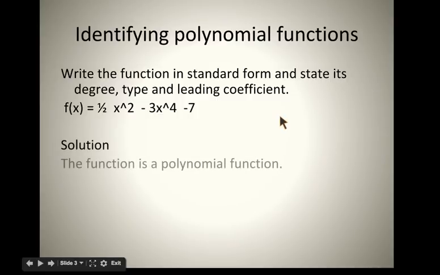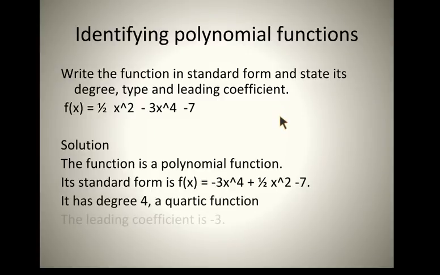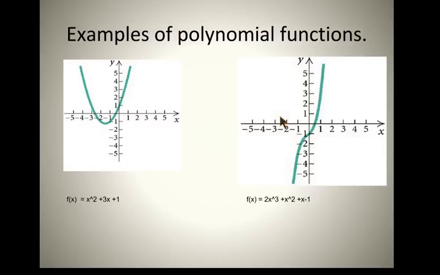Here is the solution. The function is a polynomial function. Its standard form is f(x) equals negative 3x to the power of 4 plus half x to the power of 2 minus 7. It has a degree of 4, therefore it's a quartic function. The leading coefficient is negative 3. Here are some examples of polynomial functions.